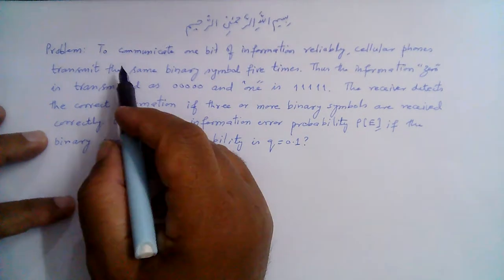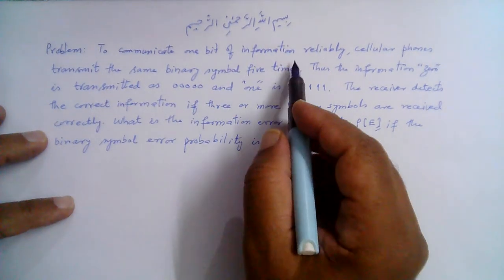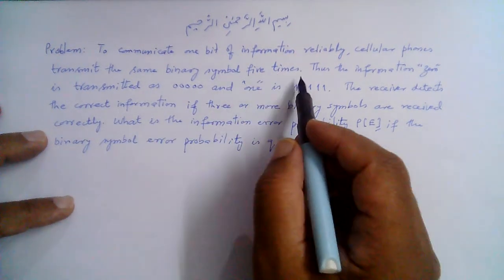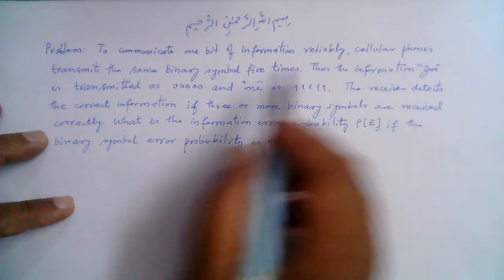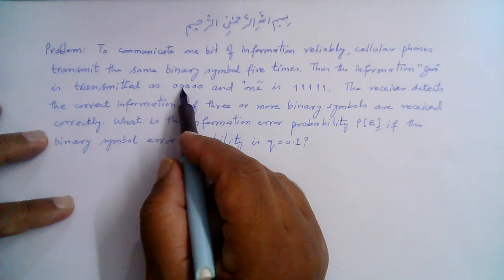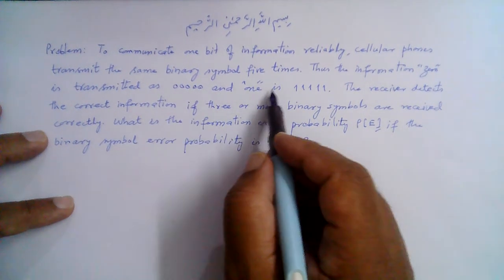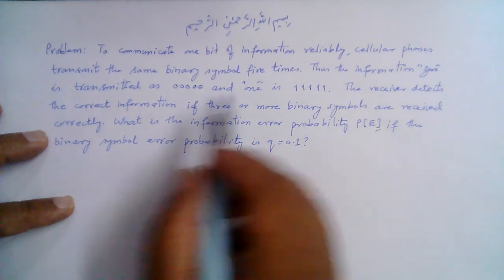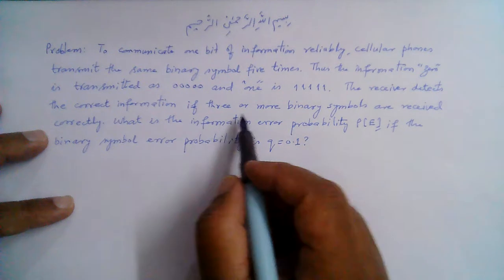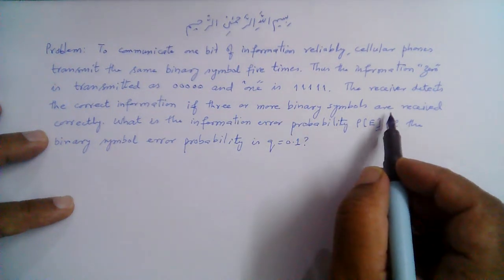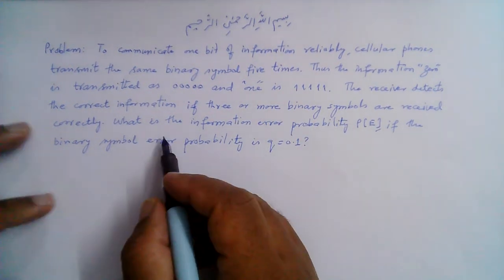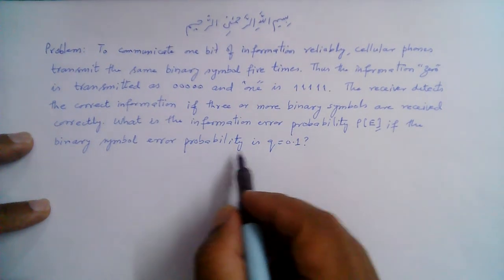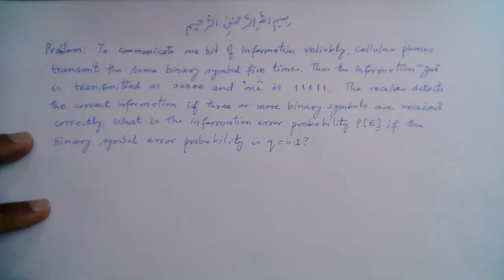To communicate one bit of information reliably, cellular phones transmit the same binary symbol 5 times. Thus, the information 0 is transmitted as 00000 and 1 is transmitted as 11111. The receiver detects the correct information if 3 or more binary symbols are received correctly. What is the information error probability PE if the binary symbol error probability is Q = 0.1?